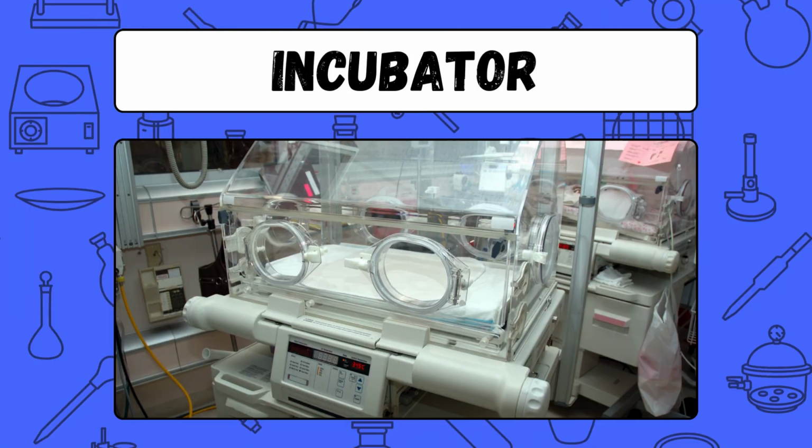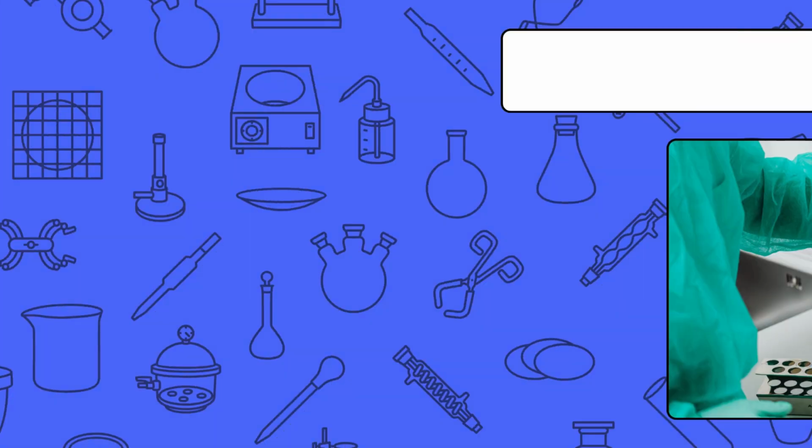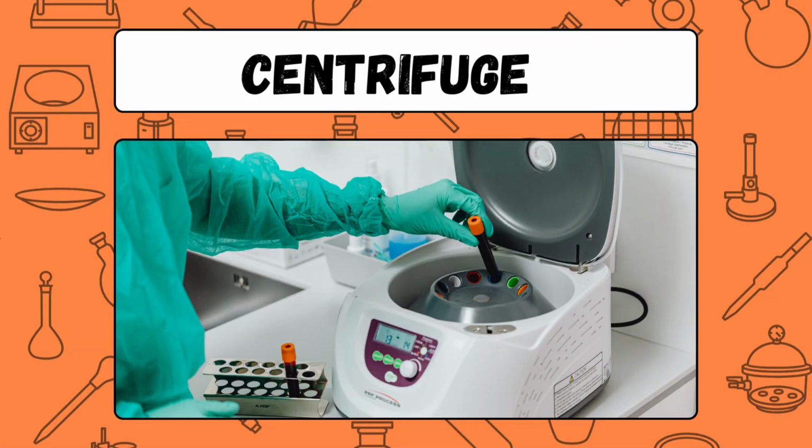Incubator. An incubator is a device used to maintain a constant temperature and environment for growing biological cultures. Centrifuge. A centrifuge is a machine that spins samples at high speed to separate components based on their density.